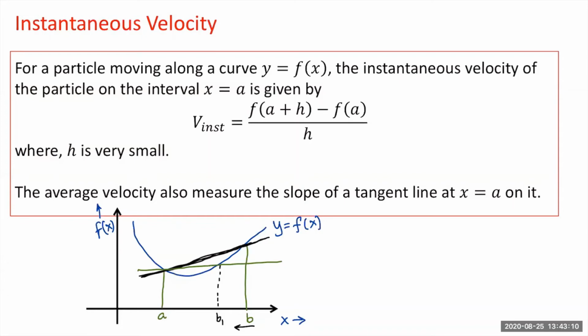If I push this b a little further closer to the point A, suppose it is here at B2. In that case, your secant line will be a line connecting the first point with the second point like that. That is the secant line. So this is the secant line S1. This is secant line S2. This is secant line S3.